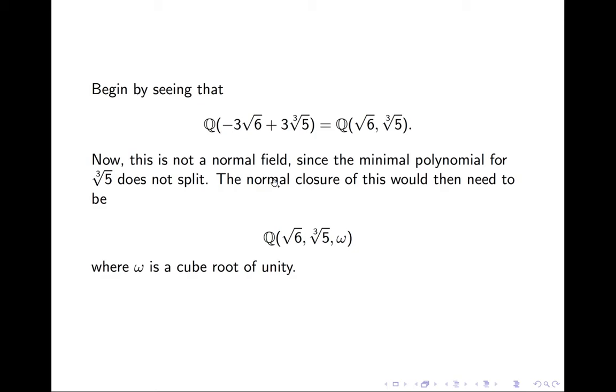But this can be easily remedied by adding the cube root of unity, because the other roots of the minimal polynomial of the cube root of 5 are omega cube root of 5 and omega squared cube root of 5. Omega has degree 2 over the rational numbers because its minimal polynomial divides x cubed minus 1, and x cubed minus 1 is reducible.